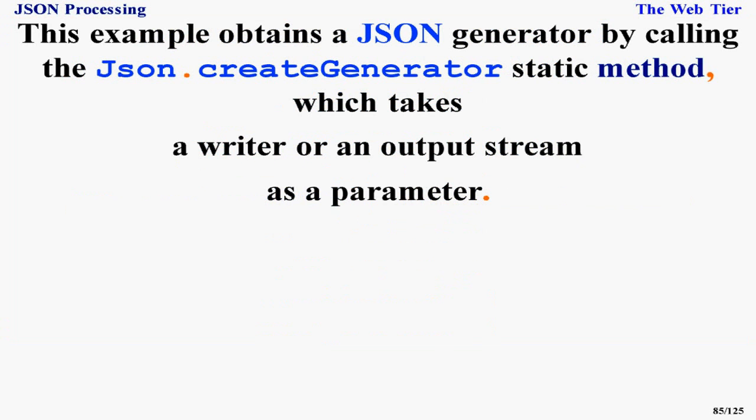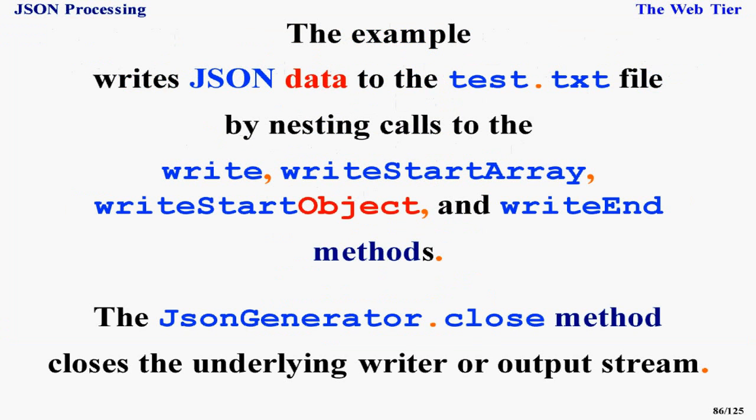This example obtains the JSON generator by calling the Json.createGenerator static method, which takes a writer or an output stream as a parameter. The example writes JSON data to the test.txt file by nesting calls to the writeStartArray, writeStartObject, and writeEnd methods. The JsonGenerator.close method closes the underlying writer or output stream.